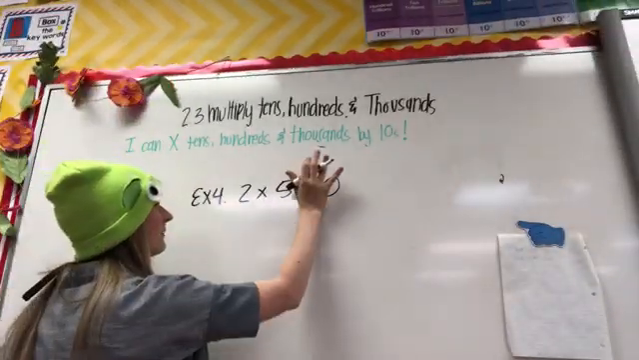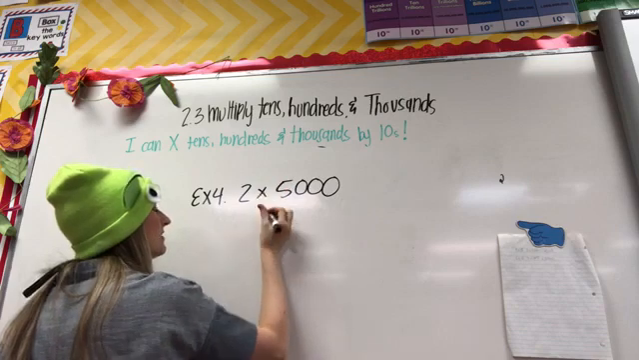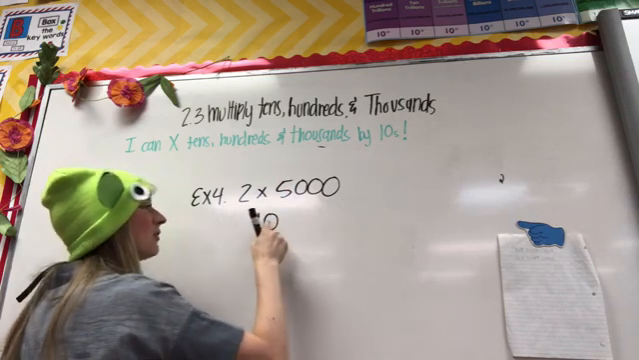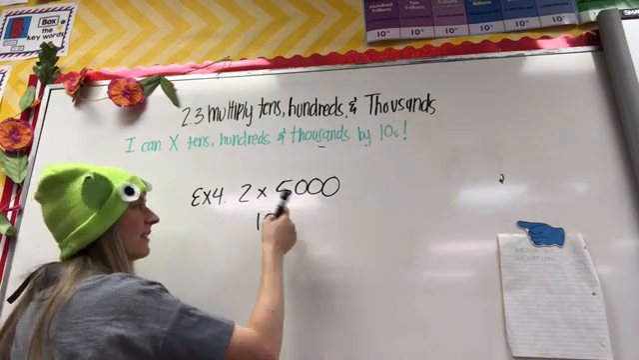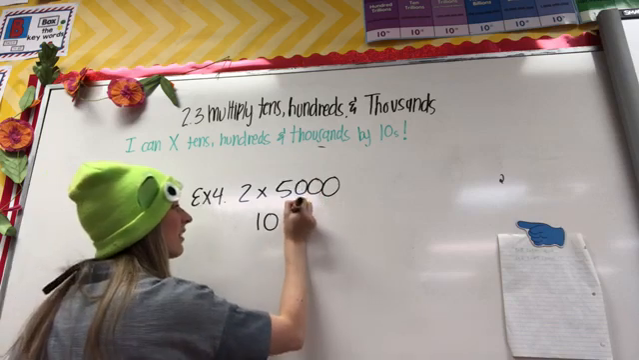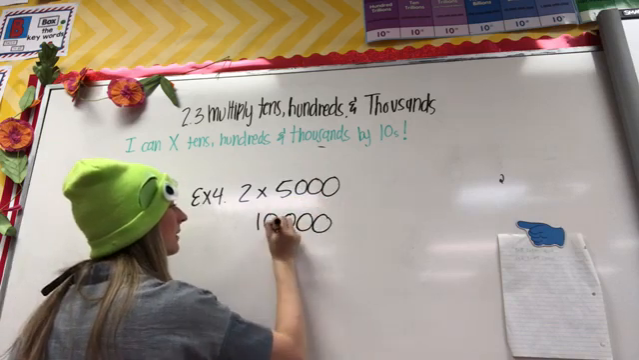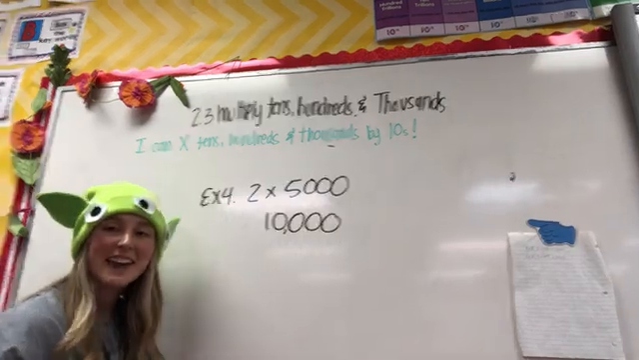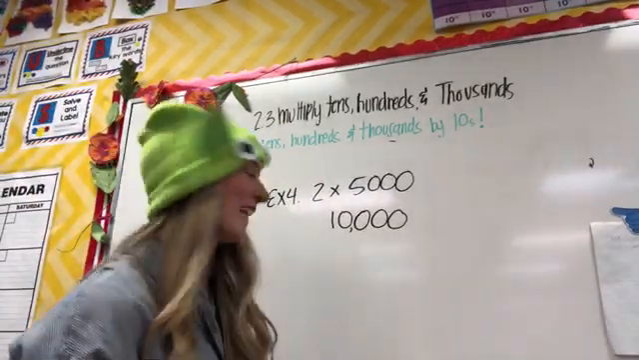All right, I cover my zeros. I have 2 times 5. 2 times 5 is 10. So don't let this confuse you that it's one of the zeros. It's not. And then we have to add 1, 2, 3. 1, 2, 3. So if you got 10,000, you are correct.